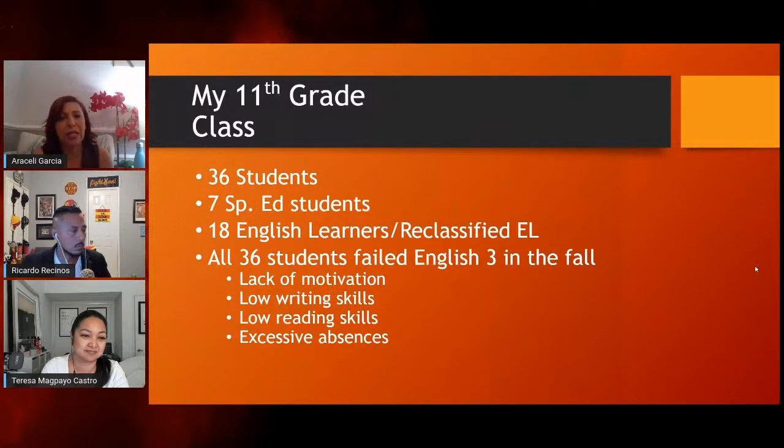And so this is my breakdown here. As you can see, students with some special needs. We had English learners, all types. And the biggest issue was they were just unmotivated, just unengaged, which might be similar to what we're encountering right now. A lot of kids just unmotivated.